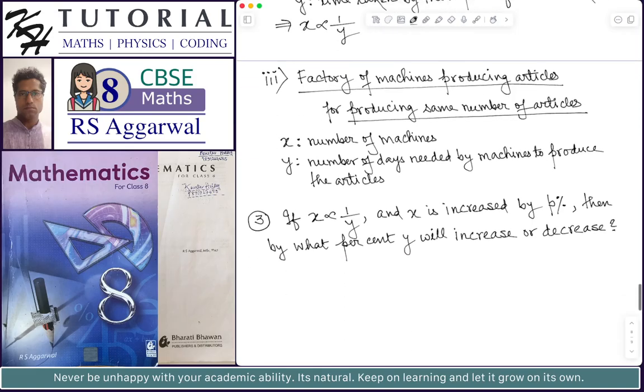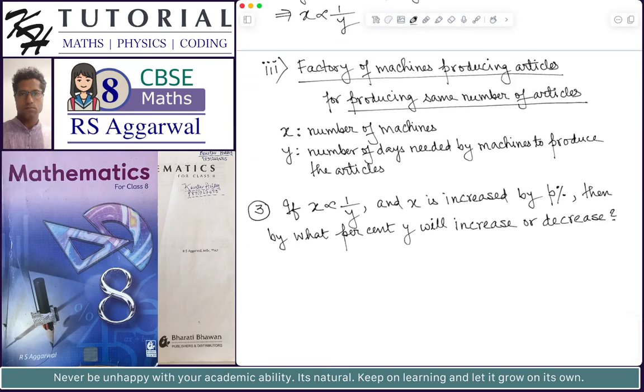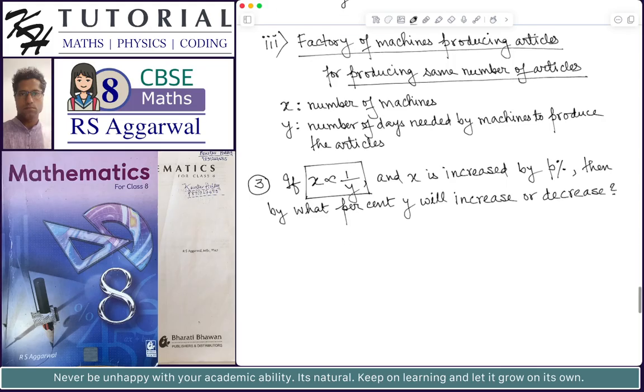Okay. Now the third concept is a kind of problem solving. It is interesting. If you are given that two quantities x and y are inversely proportional to each other, mathematically it will be said that x varies as 1 by y, which means the quantities x and y are inversely varying with each other. Now, if the quantity x is increased by p%, then by what percent will y increase or decrease?